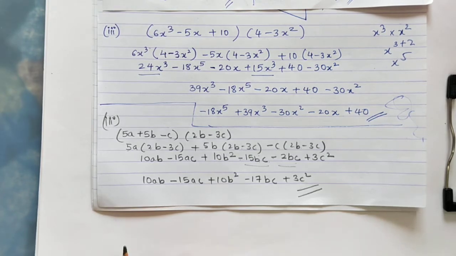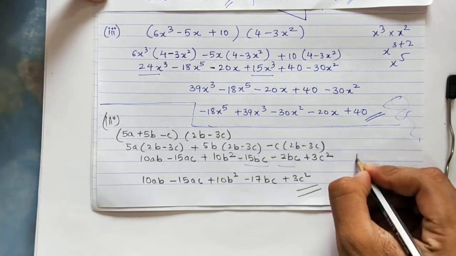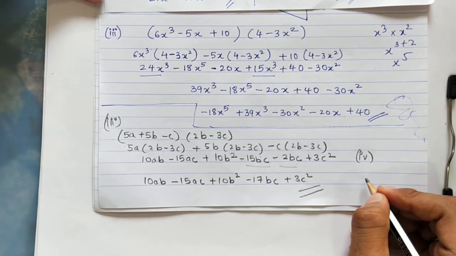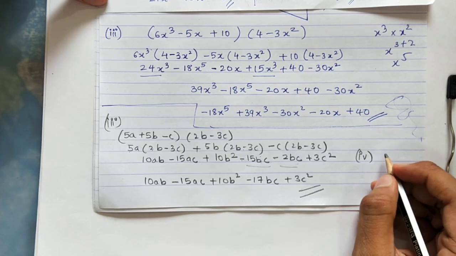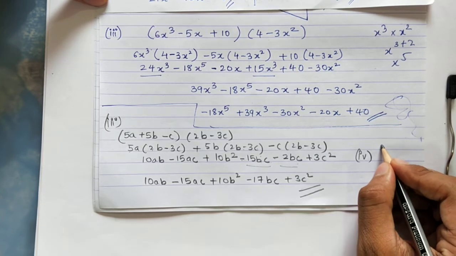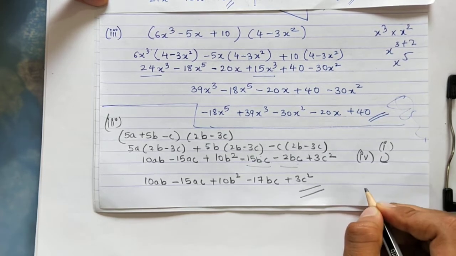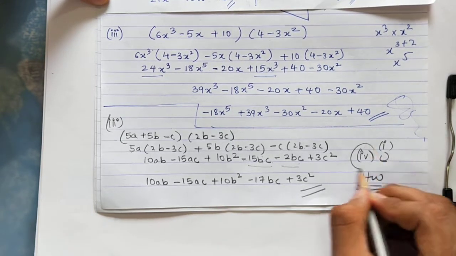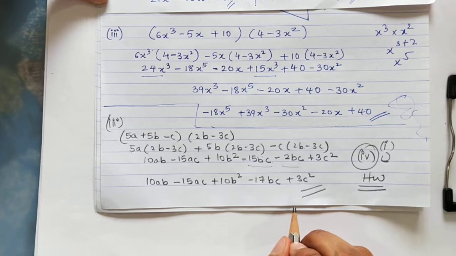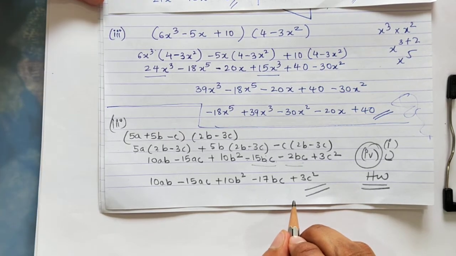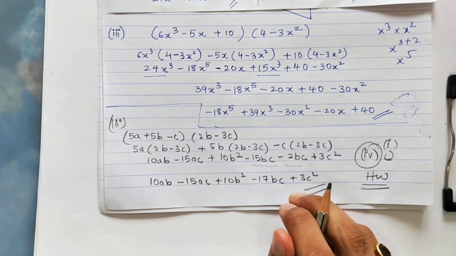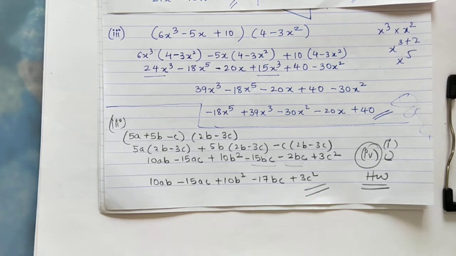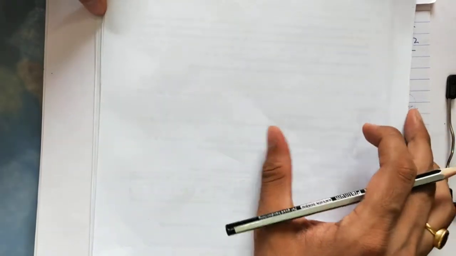Two more sums. The fourth sum is very easy. We just now did question number 1. This first question was also same as the fourth one. I want you to do the fourth one for homework. For the fourth one you can do it easily. The fifth one is quite big. Let's do the fifth one.